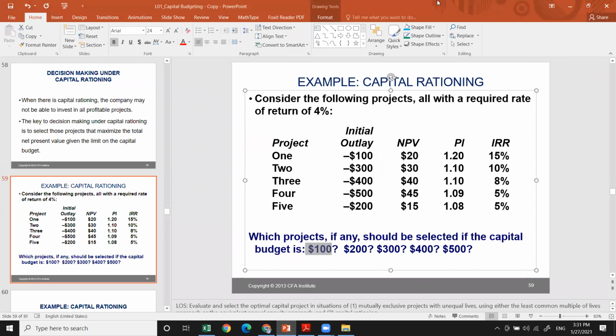Okay. So with $400, we select projects 1 and 2, because they give you the highest NPV. We cannot select this one because it's only 40. We cannot select 1 and 5; it gives you 35, and the highest only gives you 1 and 2.